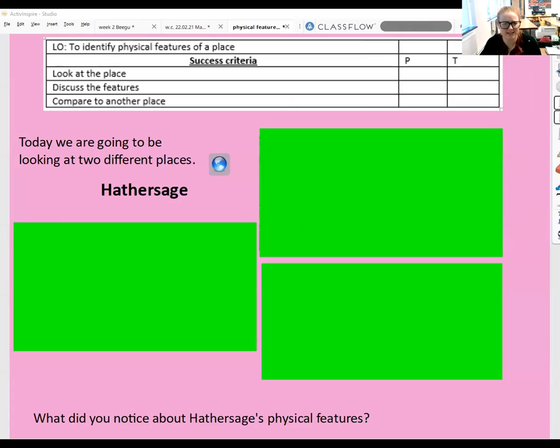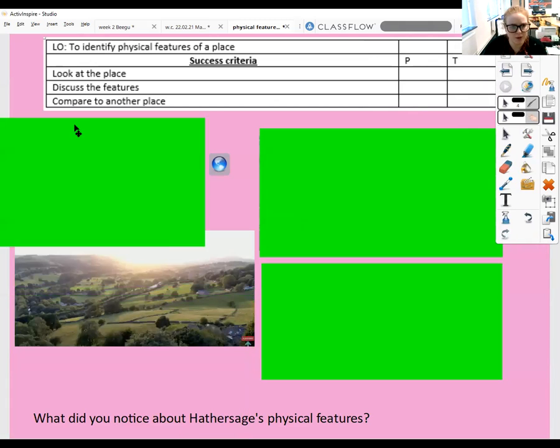So what kind of places did we see? Ooh, quite similar to Eyam, wasn't it? But maybe a little bit different. What kind of things did we see? Have a little think and then shout it out. Can you remember what kind of physical features we saw? Well, first of all, we might have seen some hills.